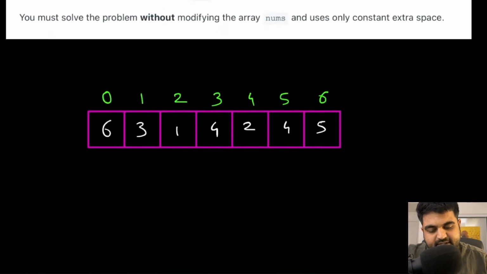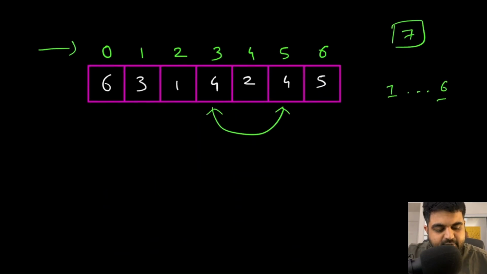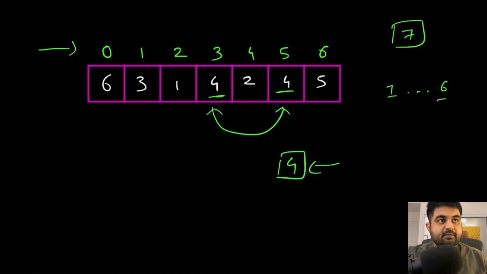So let's try to understand this input we are given. Currently this input contains 7 elements, and we are given values 1 up until 6, but there is one value that is being repeated, and that repeated value we can clearly see is the value 4. So in this case we need to return 4 as the answer, the repeated number that we have been able to find. So really simple problem statement.